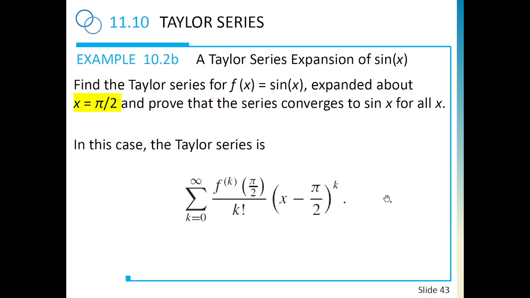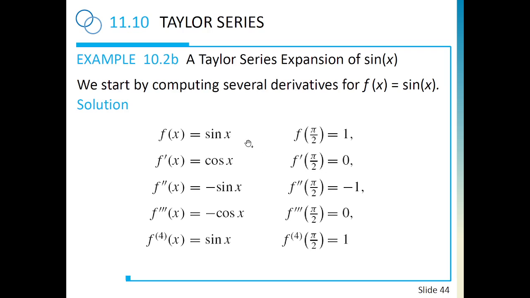Again, we will need to differentiate and then just apply the formula. So again, the derivatives are there as usual. Now we evaluate them at pi over 2 because pi over 2 is the center of the series. So sine at pi over 2 is 1. Cosine at pi over 2 is 0. Minus sine at pi over 2 is minus 1. So we see the coefficients that we will have.